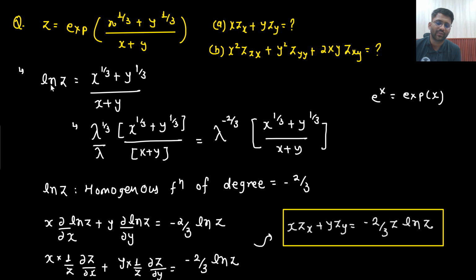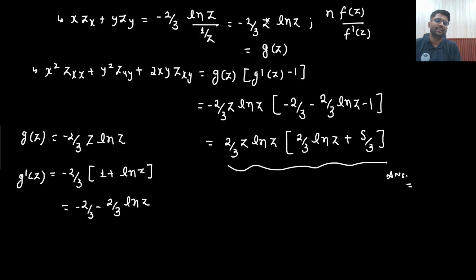Right? So minus 2 by 3, I will put minus 2 by 3 ln z. Ln z will have a differentiation of 1 by z, so that I will put here. Minus 2 by 3 z ln z will be the answer. Otherwise, directly I can get it, I will assume gz into g dash z minus 1. This is what I will do, and I will get the answer. Understandable? All good? All fine?